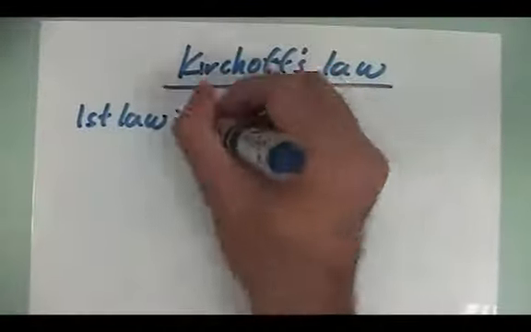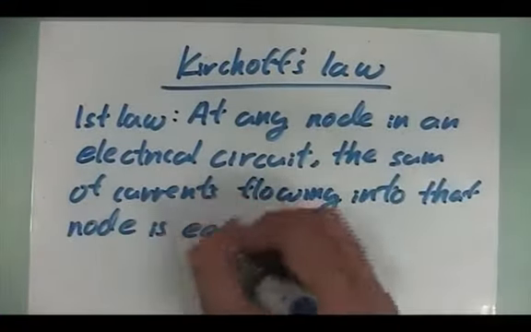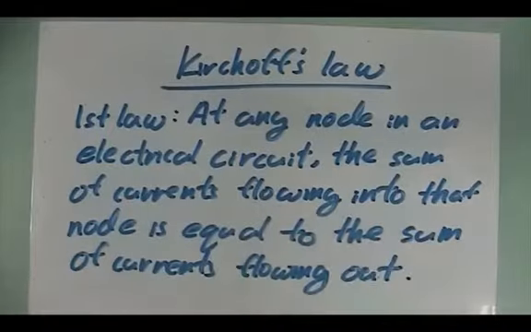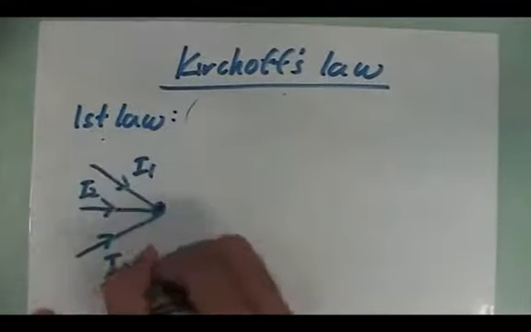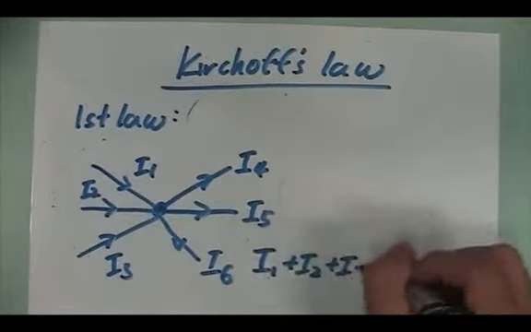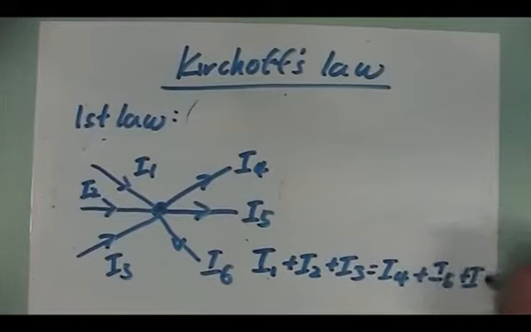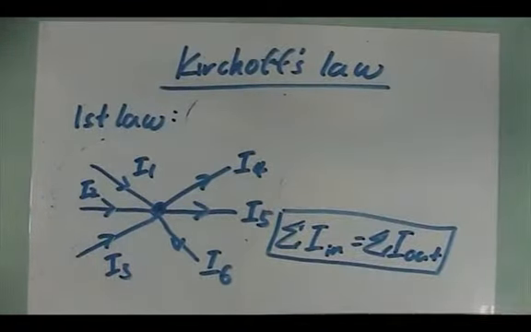Kirchhoff's first law states that at any node in an electrical circuit, the sum of the currents flowing into that node is equal to the sum of the currents flowing out of it. This means if I1, I2, and I3 are flowing into a node, and I4, I5, and I6 are flowing out, then the sum of I1, I2, and I3 is equal to the sum of I4, I5, and I6. So in general, the sum of currents flowing in is equal to the sum of currents flowing out.